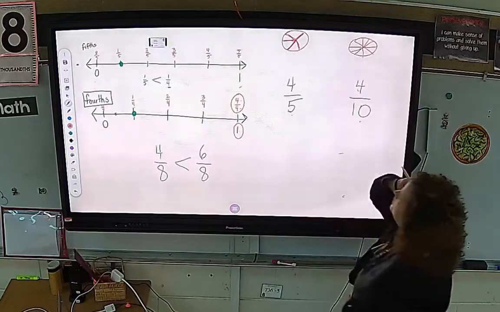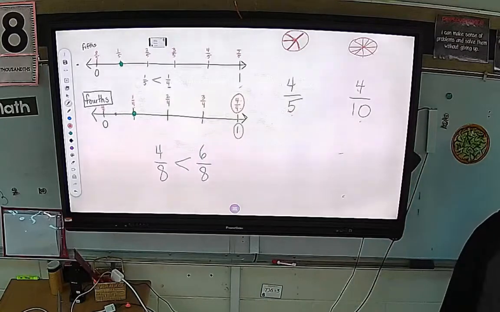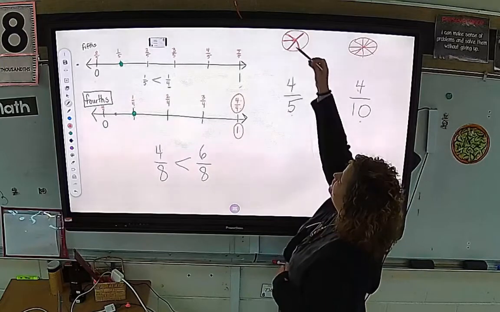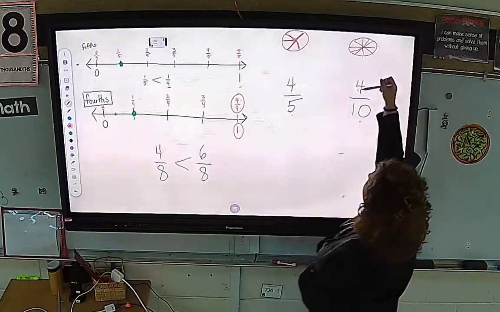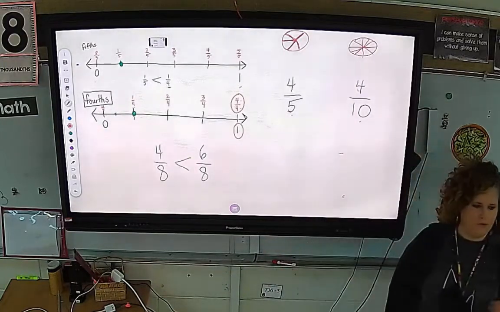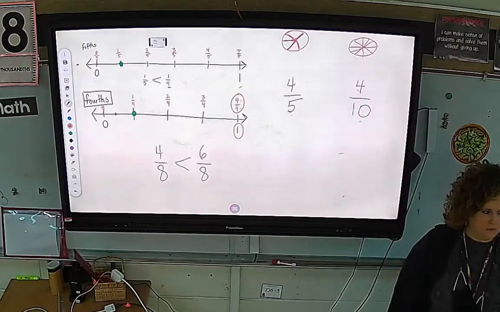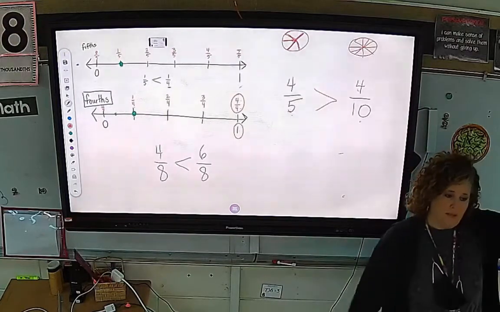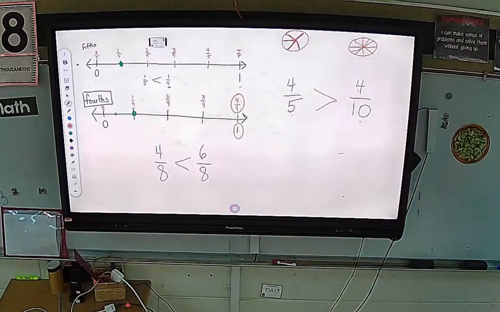Sorry, those are not very even pieces. But which one has larger pieces? Everybody, which one has larger pieces? Yeah, these pieces are larger. So if I have 4 of these, or I have 4 of these, who's going to have more? The fifths. Yeah, this is definitely larger. So if you have the same numerator, look at the size of the pieces on the bottom. If you have the same denominator, look at how many of those pieces that you have.